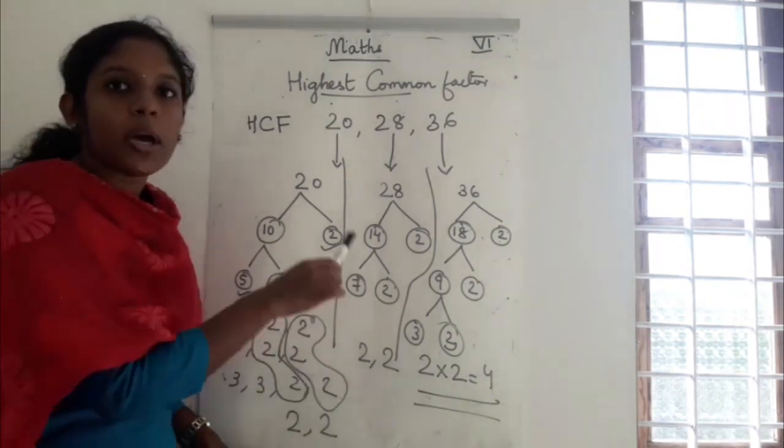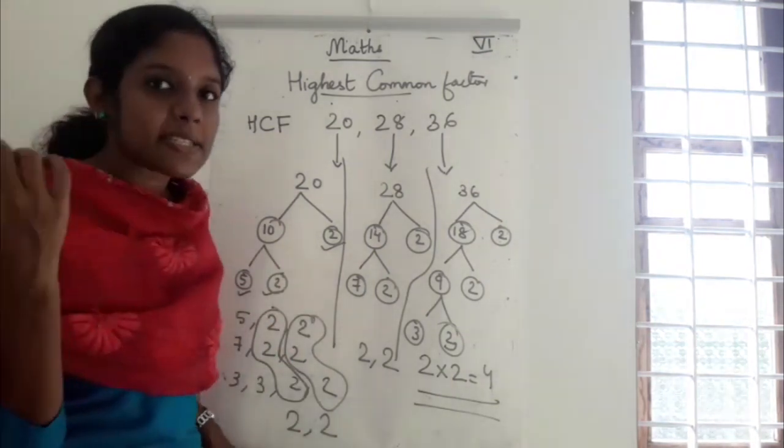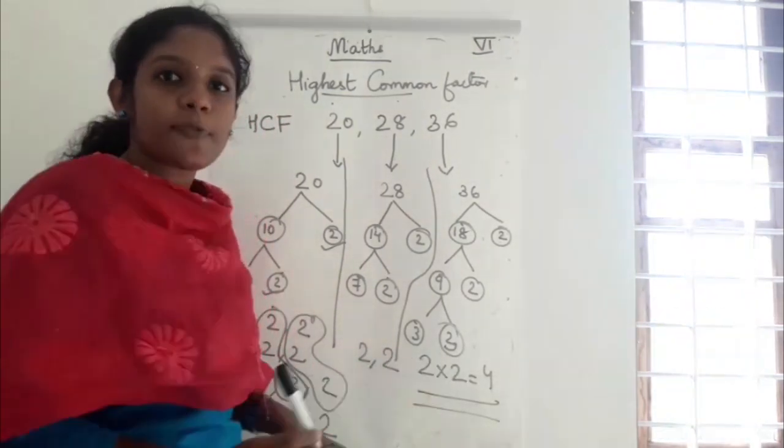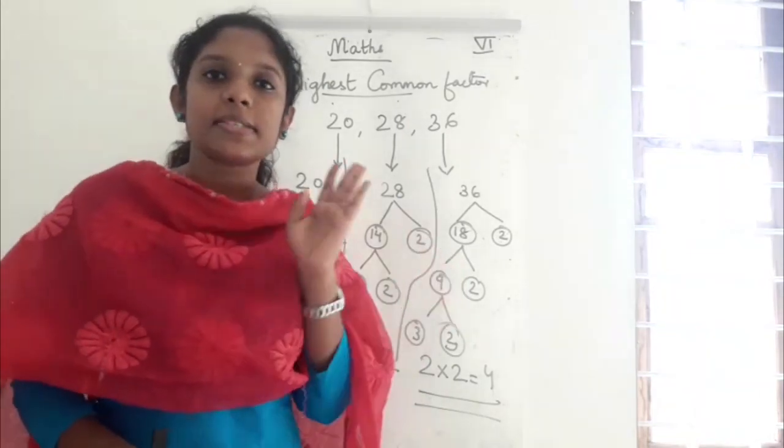The common factor is 2, and 2 repeats one more time. Then you have to find the product. 2 into 2 is 4. So the highest common factor is 4.